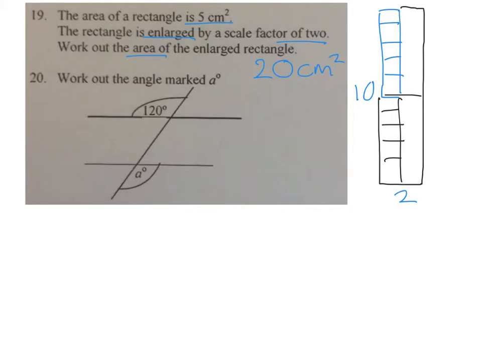Question 20. Work out the angle marked A. This one in here is 120 because they are corresponding angles. So that means A equals 120 degrees because they are vertically opposite angles.